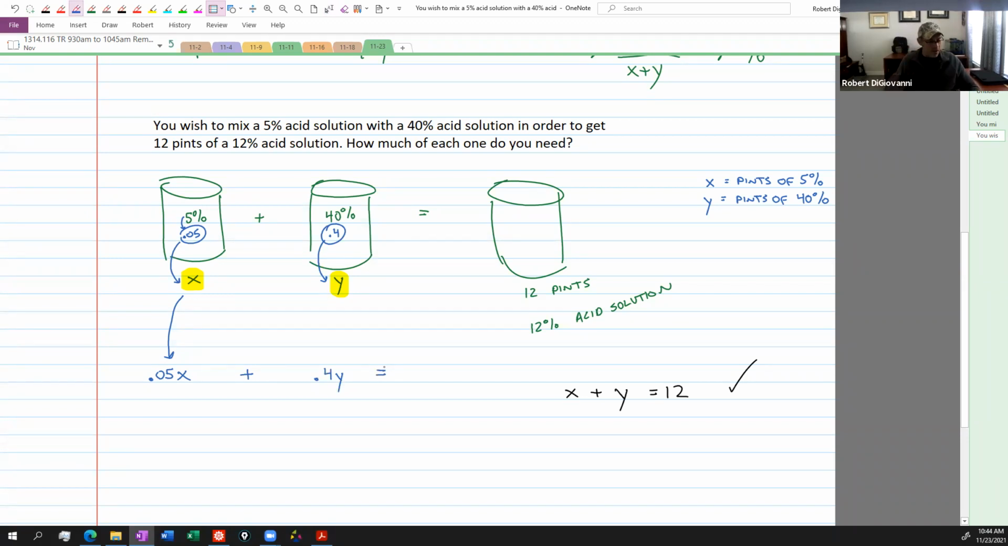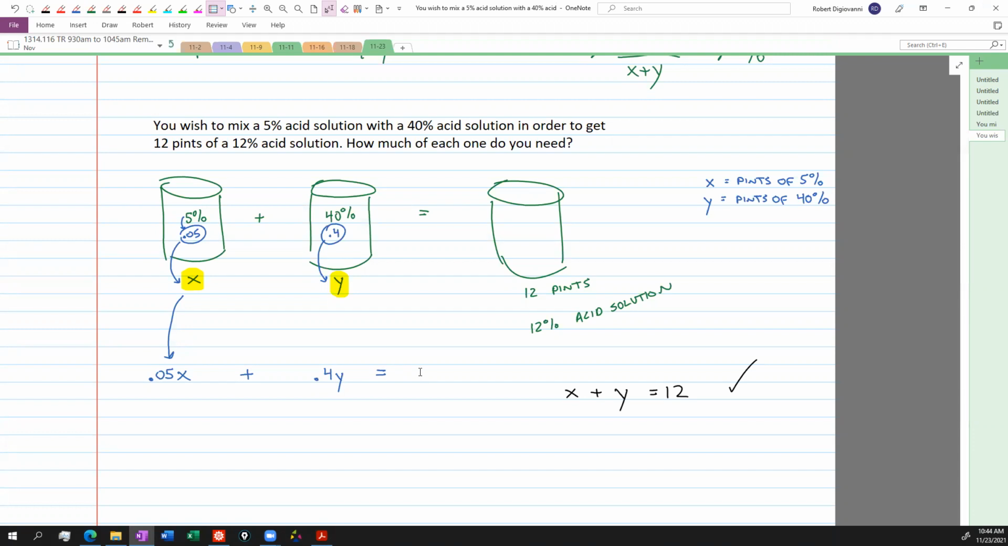This is the hard part, I guess. I mean, this is really confusing. What should I get? It should equal 12%. Okay, so that's what most people think, that this should be equal to 12%. Yes and no. It needs to be equal to 12% of the 12 pints.